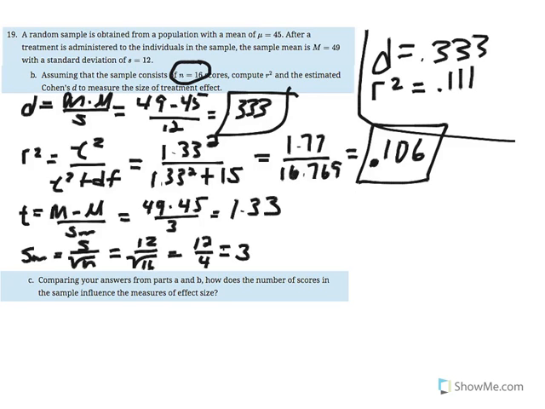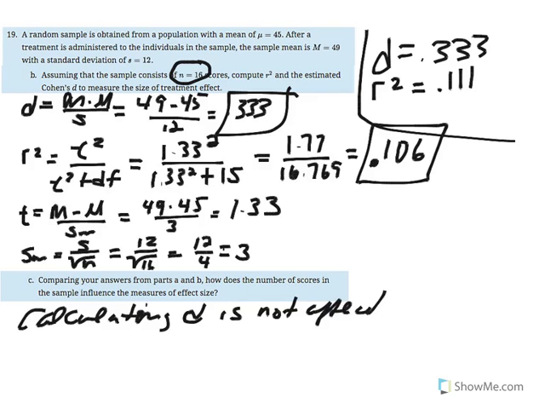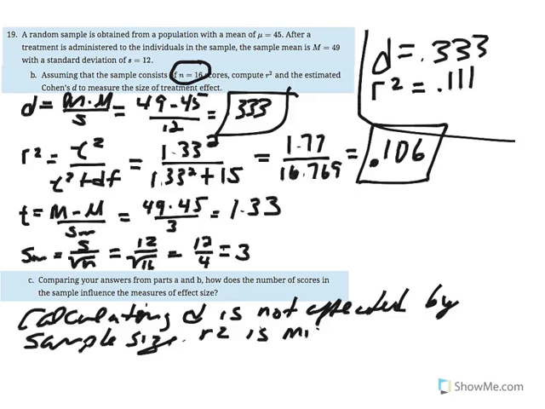So our last item here says, comparing our answers from part A and B, how does the number of scores in the sample influence measures of effect size? The measures of effect size are really aiding us in minimizing the influences of N. So when it comes to calculating D, it is not affected by sample size. R squared is minimally affected.